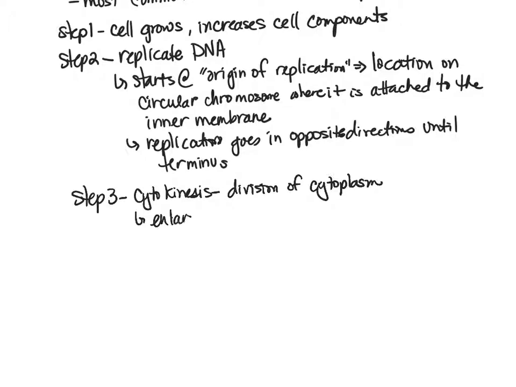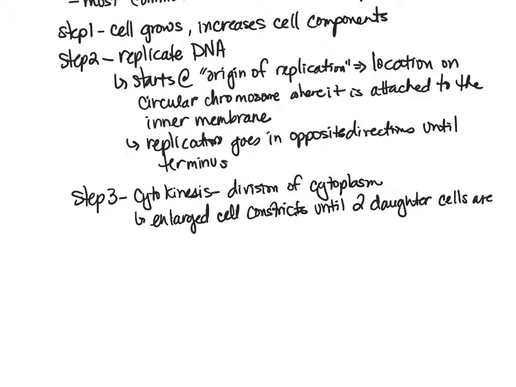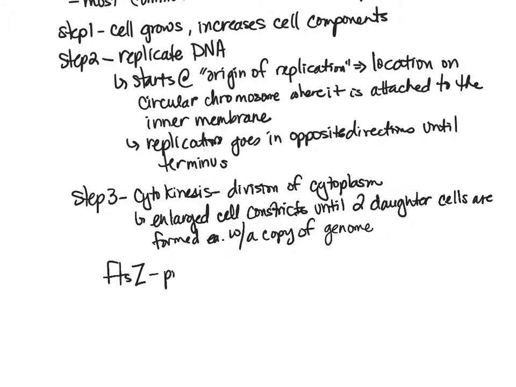So this enlarged cell constricts until two daughter cells are formed, each with a copy of the genome. Now, this constriction is actually done by a protein. And this protein is FtsZ. So FtsZ is the protein that directs the process of cytokinesis.